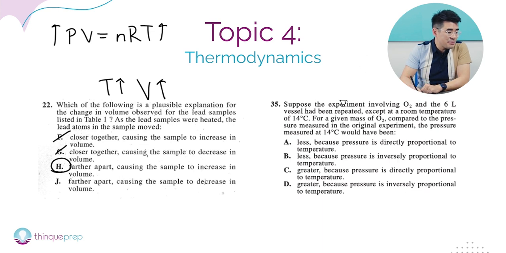It says, suppose the experiment involving O2 had been repeated except at a room temperature of 14 degrees. So what that means is temperature is going down, right? We said a second ago that temperature is standard at 25 degrees. So we've decreased our temperature. And here it's asking about the relationship between temperature and pressure, right? And because they're on opposite sides of the equal sign, we know that they're directly proportional. So as temperature goes down, pressure goes down here. So then the answer would be A, because temperature is directly proportional to pressure.